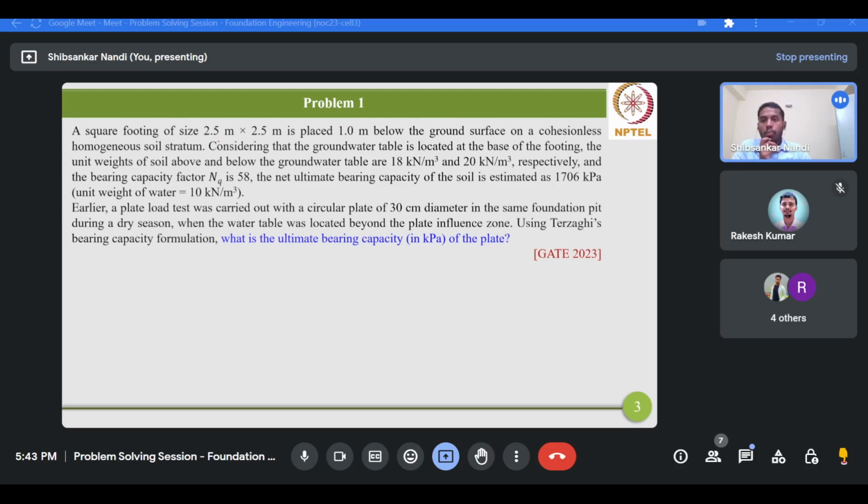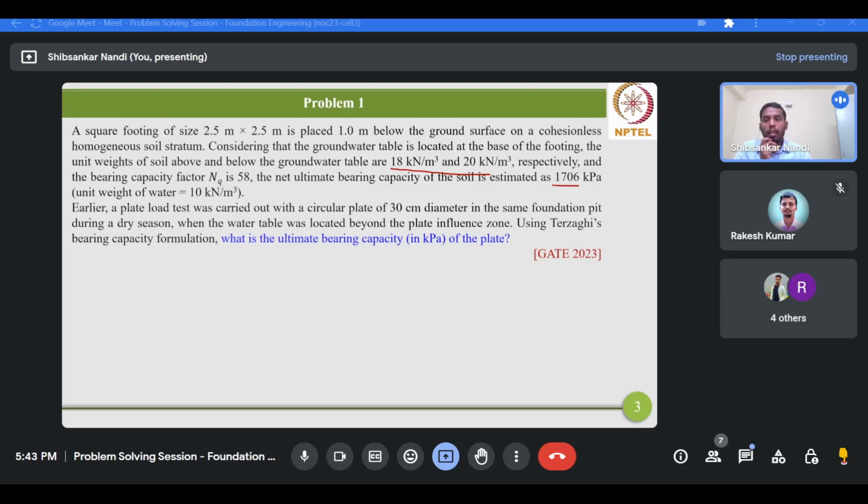A square footing of size 2.5 meter by 2.5 meter is placed 1 meter below the ground surface on a cohesionless homogeneous soil strata. Considering that the groundwater table is located at the base of the footing, the unit weights of the soil above and below the groundwater table are 18 kilonewton per meter cube and 20 kilonewton per meter cube respectively. And the bearing capacity factor Nq is 58. The net ultimate bearing capacity of the soil is estimated as 1706 kPa, and the unit weight of water is given as 10 kN per meter cube.